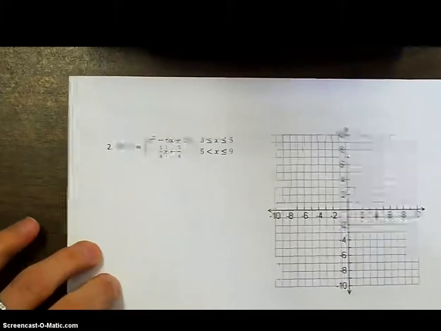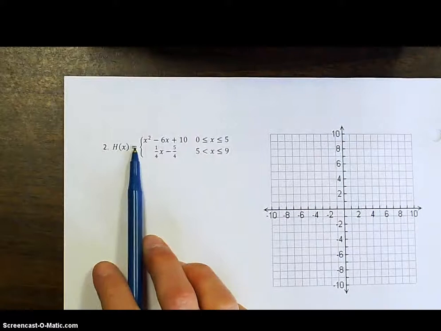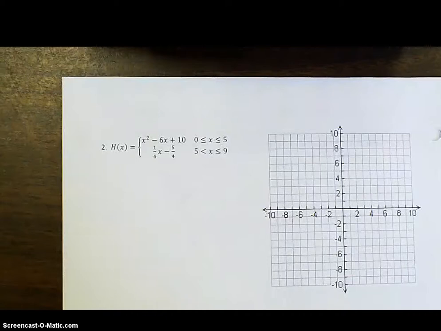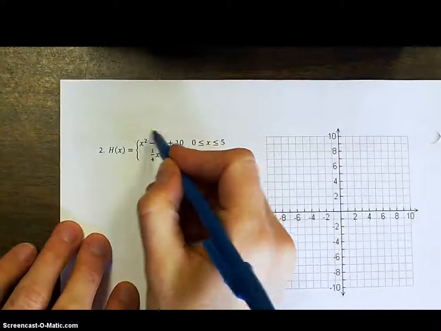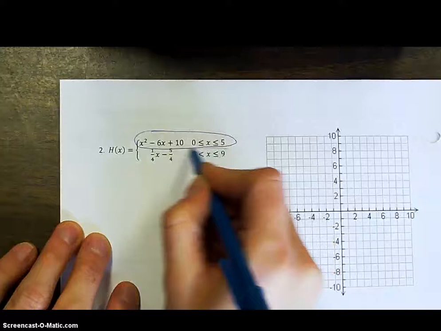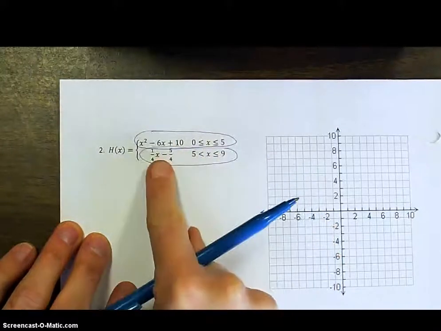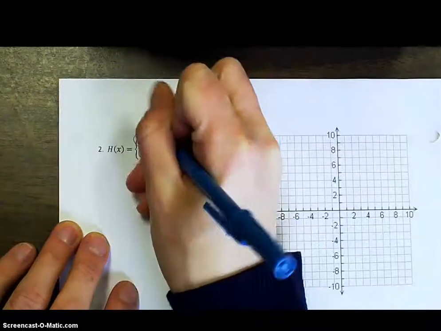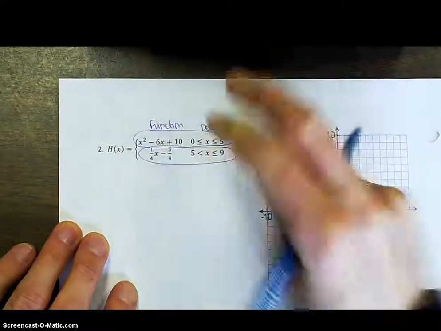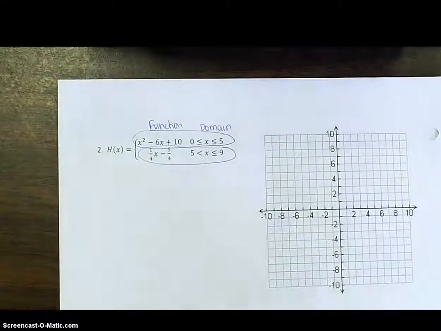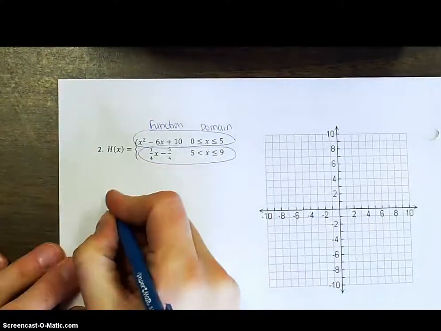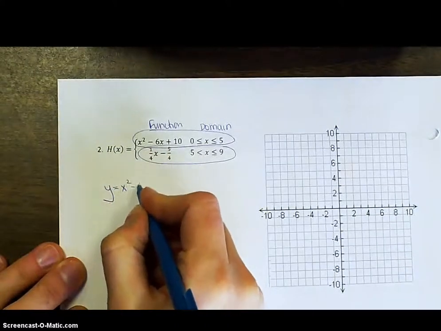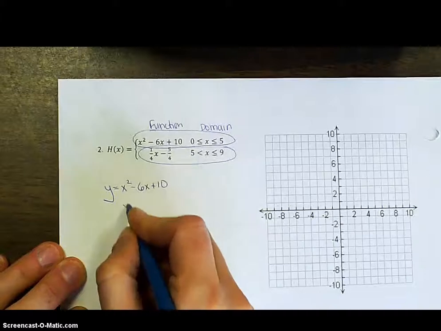So let's take a look here at this piecewise function. This time we have h of x is equal to. So ask yourself, how many pieces do we have here? Correct, there's 2 pieces. This is my first piece, and this is my second piece. The first piece is your function. The second piece, this is your domain. So domain and then the function. So if we have 2 pieces, how many tables of values do we need? Correct. We're going to need 2 tables of values. So my first function, y equals x squared minus 6x plus 10. And then we're going to set it up.